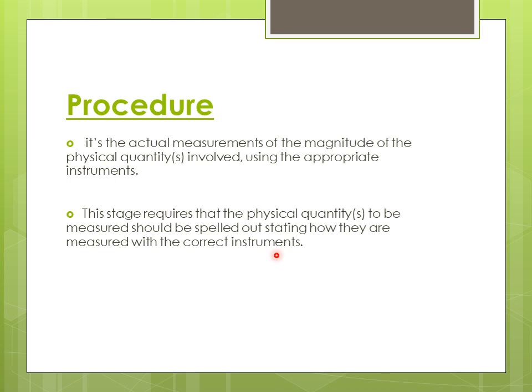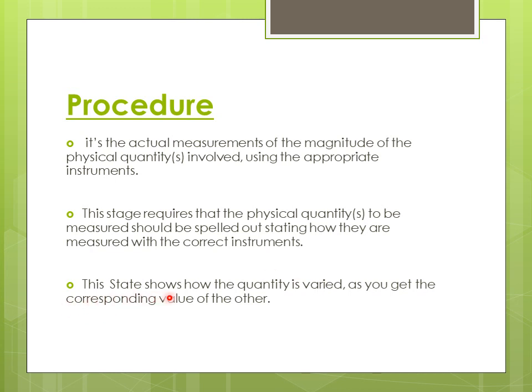Still on the case of the speed of sound in air, what are we measuring? We are measuring distance. What are we using to measure distance? A tape. And what's the unit of measurement? It's certainly going to be the meter. What else are we measuring? We are measuring time. What are we going to use to measure time? We use a stopwatch and we measure in seconds. So under procedure, you should spell out the physical quantities being measured, the appropriate instruments used to measure them, and also the units of measurement.